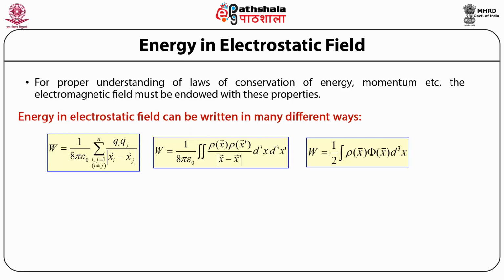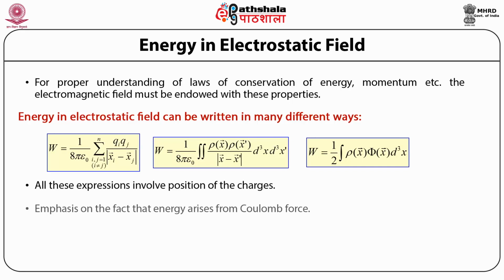So the modified equation for the electrostatic energy can be written as W equal to half the integration over the volume element d cube x of the charge density rho of x times the electric potential phi of x. Now, if you look at all these three expressions that we've just discussed, all of them involve the position of the charge.